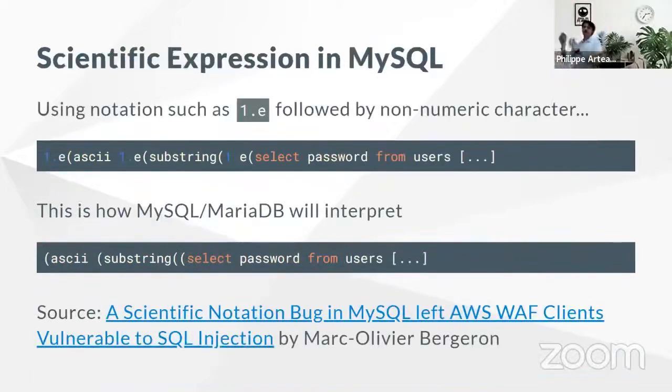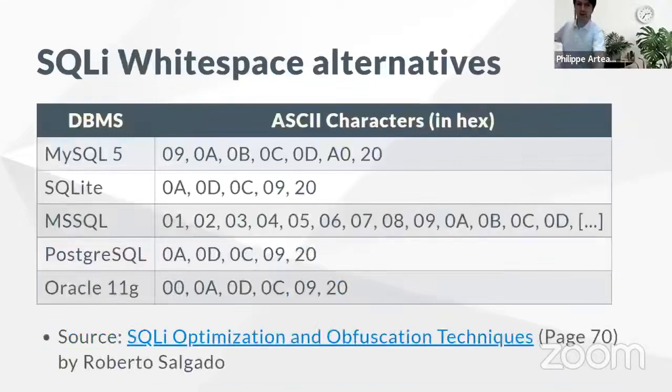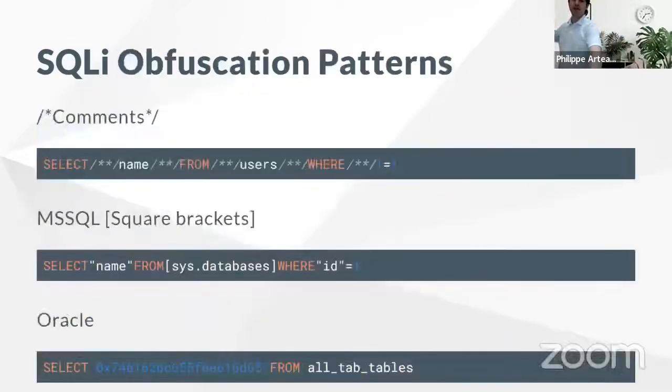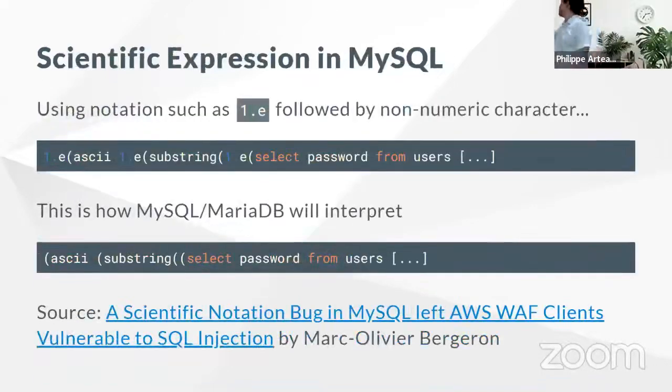And now this part is important because this will be the next exercise. This is something that was found by the same researcher, Roberto Salgado, that documented this behavior that in MySQL you could use 1.e. But one of my colleagues, Marc-Olivier Bergeron, found that this could apply to bypass the AWS WAF. And I've looked at it and I said, oh, this must be a way to also bypass libinjection, that is used by ModSecurity and plenty of WAFs.